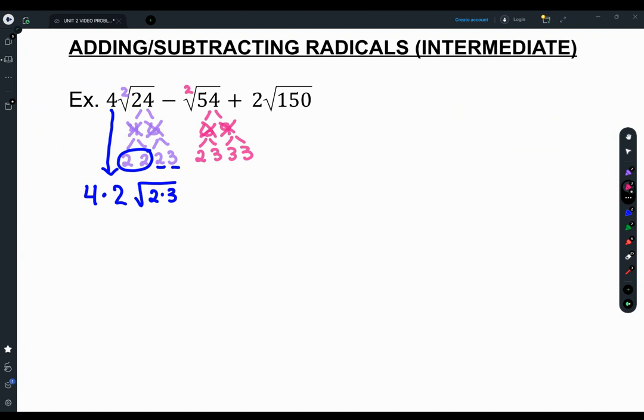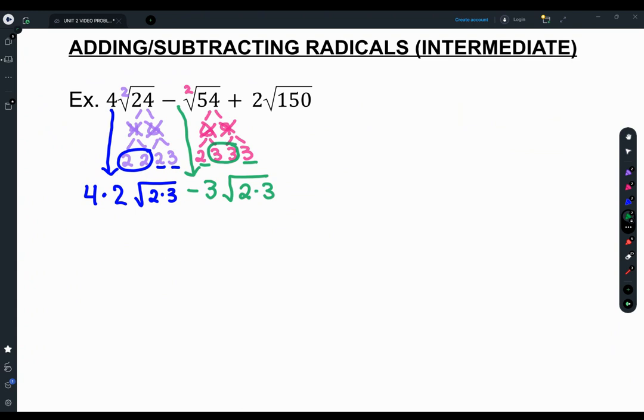So again, we need 2 of a kind in order to be able to pull out. So I have 2 3s. There's nothing on the outside, so the negative sign is going to come straight down. We're going to take out a 3, and then notice that you have a 2 and a 3 left over. And then our last one, which is our 150, we're going to break that down.